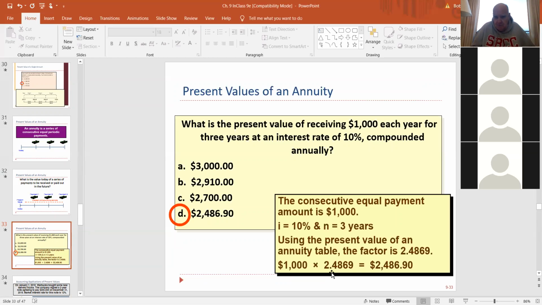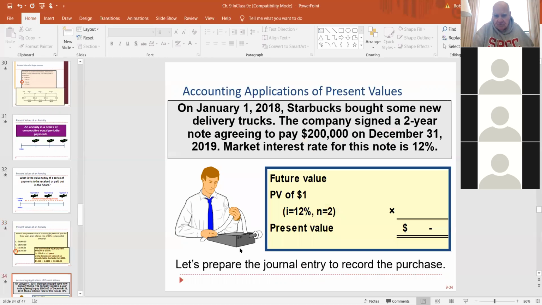Okay. Did you find it, Suda? It's Appendix C. I can take a look at it later. Of course, I might have an earlier edition. But you go to that table and you would find that $1 in the future under these conditions is worth $2.49, so the $3,000 in the future is worth $2,486.90. So get comfortable reading the tables. Okay.